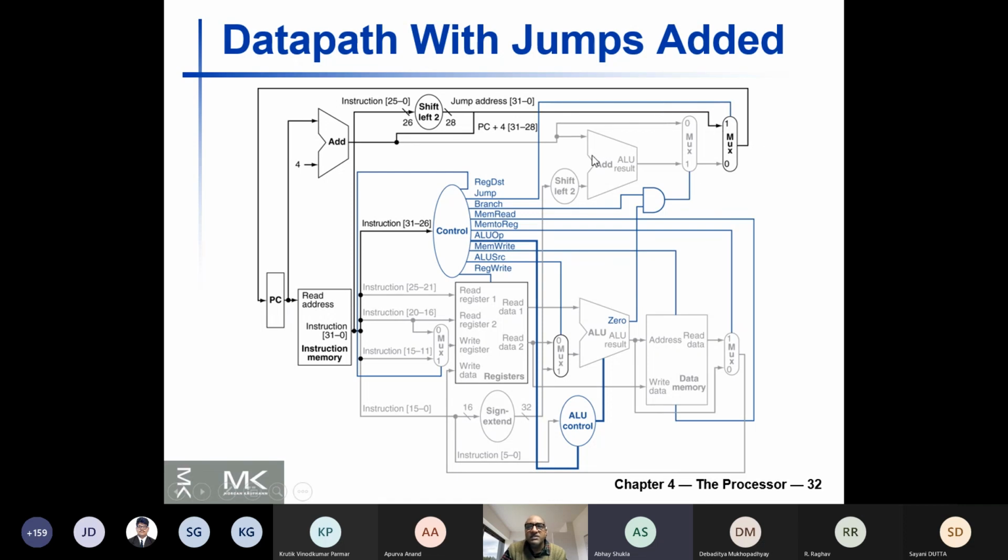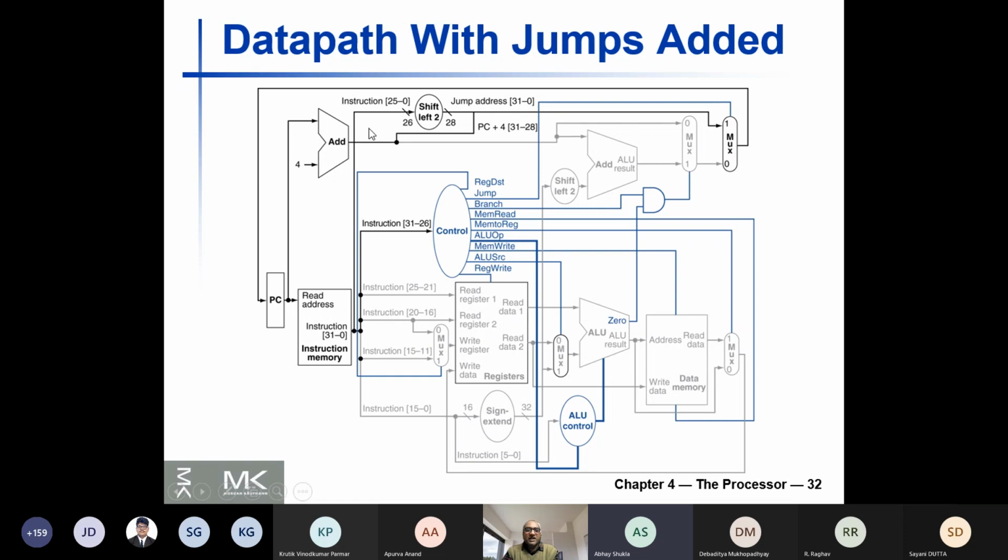And otherwise it will be 0. And for all other instructions other than jump, this will be 0. That means whatever this multiplexer will be, this will be 0. So therefore the 0 will be picked up. 0 is nothing but from the previous one, whether it is a branch or PC plus 4.